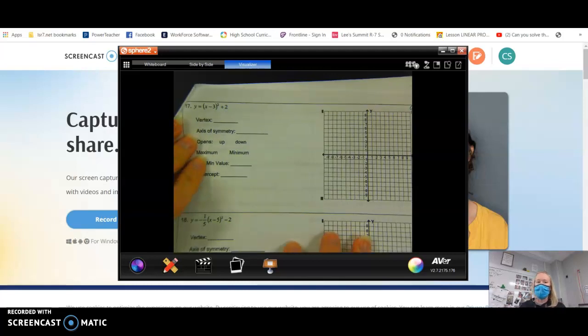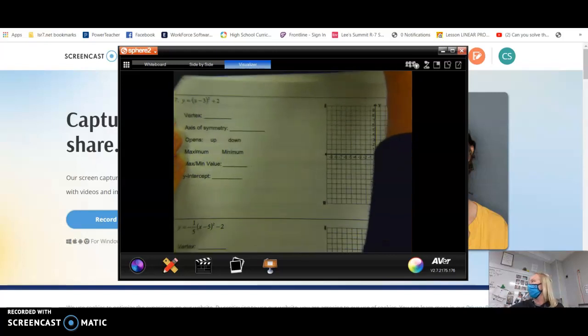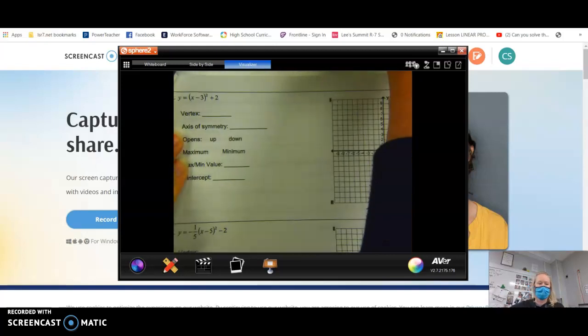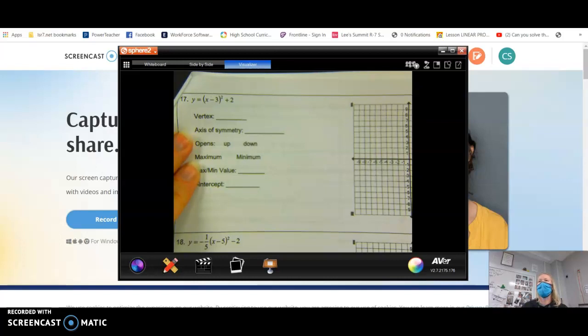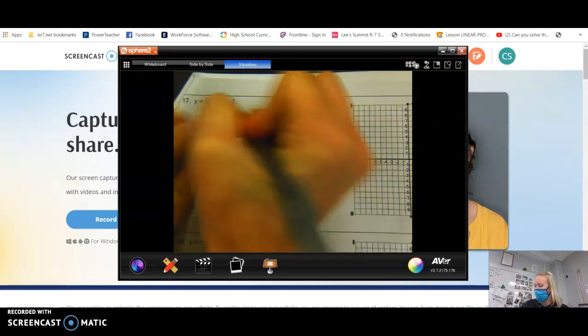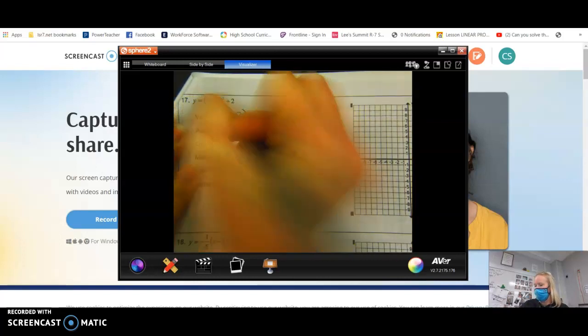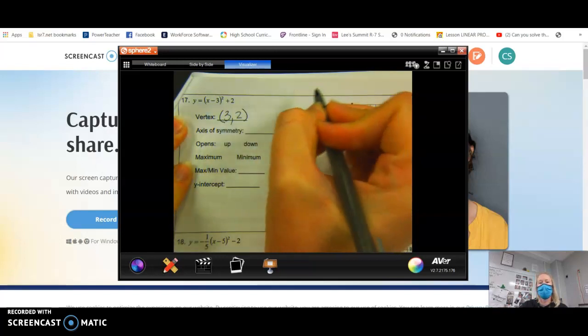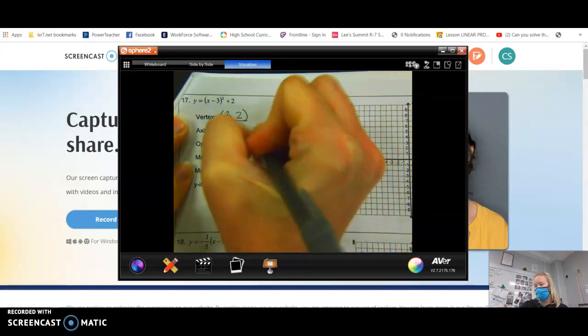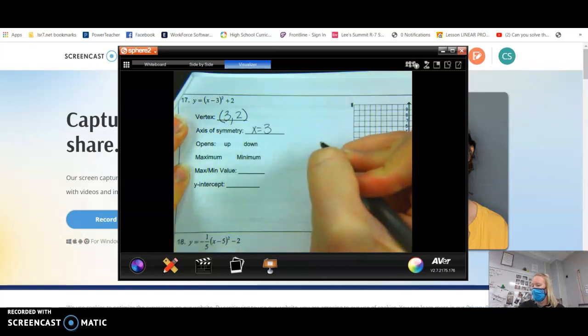y equals x minus 3 squared plus 2. Can you guys see that okay? Okay, what is my vertex at here? Good, positive 3, positive 2. So my AOS is what? X equals 3. Perfect. Is this going to open up or down?